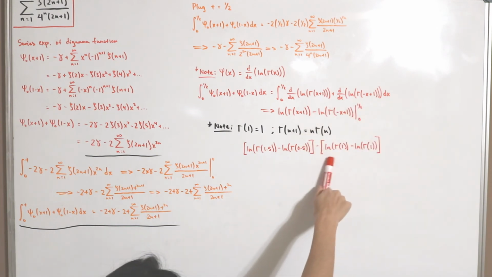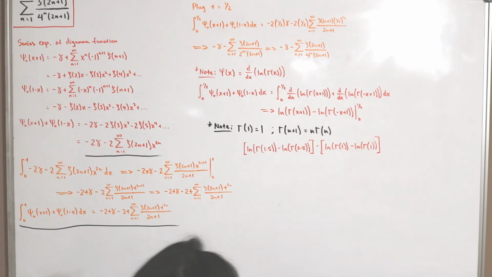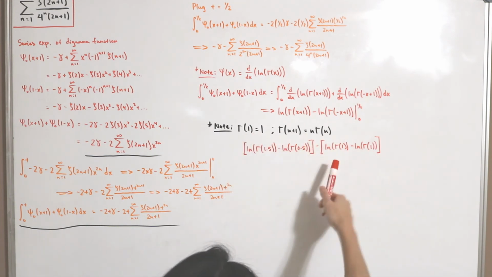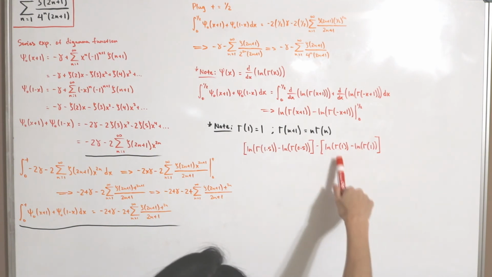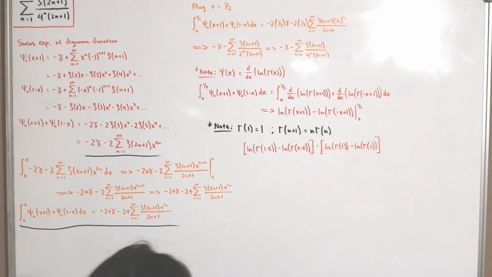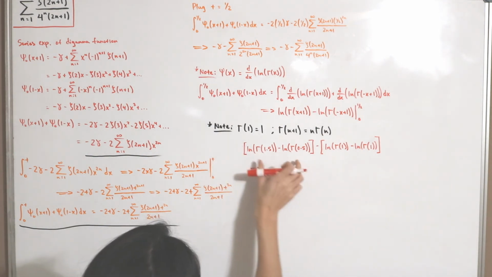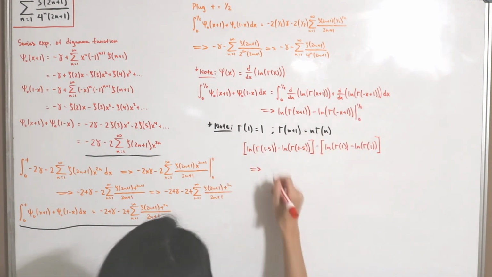You can see that natural log of gamma 1 minus natural log of gamma 1 is just 0, and you can also check that I stated that gamma 1 is equal to 1. When you substitute this back in, you just get 0 minus 0 is 0, so that cancels out.